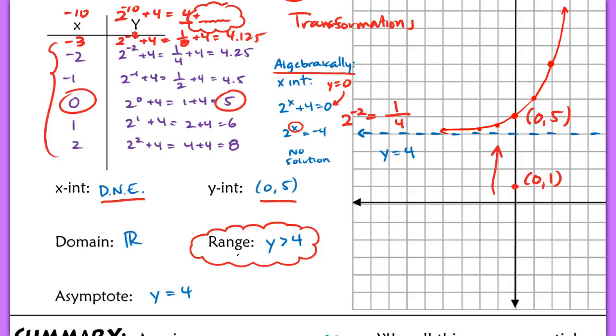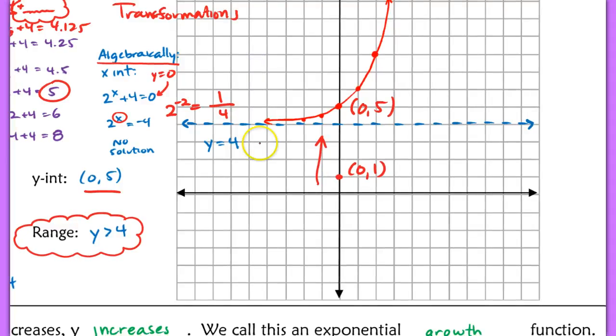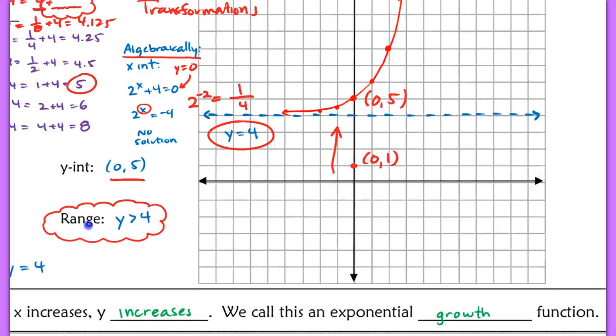So our asymptote is also y equals 4, and you can see here that I graphed that. I'm showing and labeling that asymptote also. You should always make sure that you're labeling that information as well. And that's pretty much what we needed to cover for the second graph.